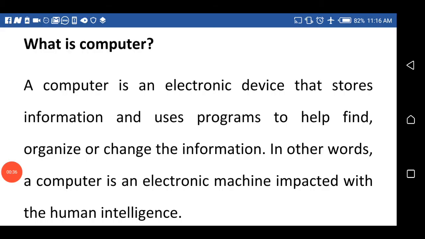Firstly, what is a computer? A computer is an electronic device that stores information and uses programs to help find, organize, or change the information. In other words, a computer is an electronic machine imbued with human intelligence.